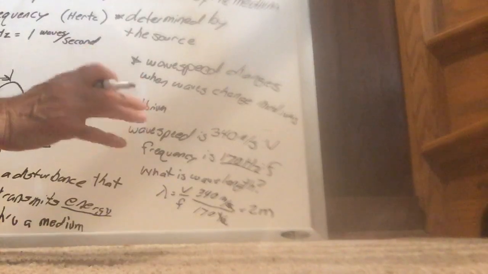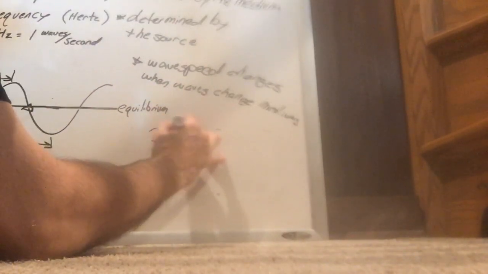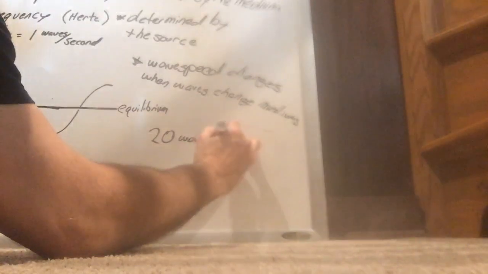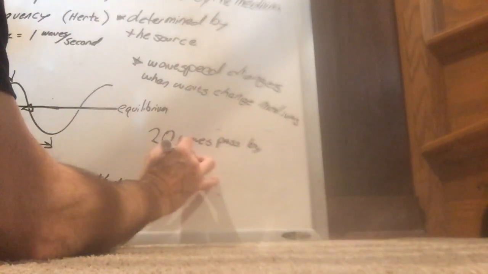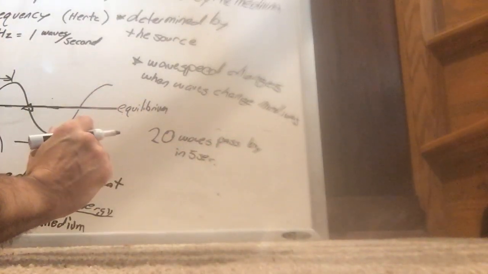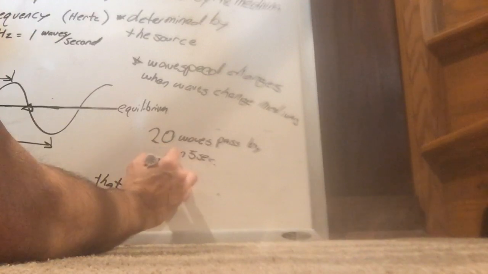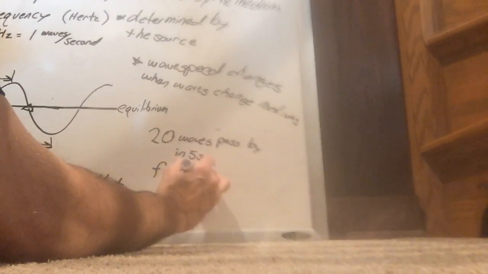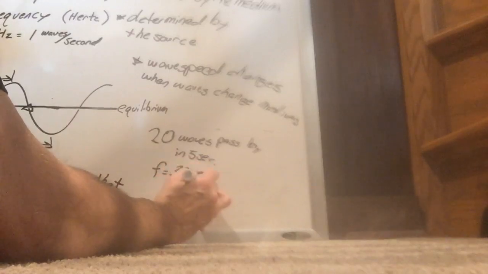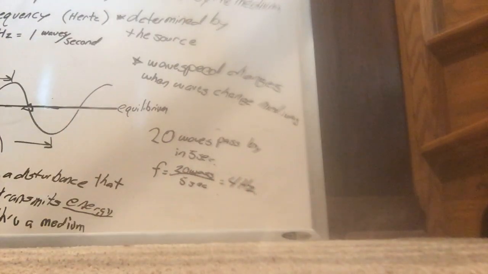A couple things you might encounter today is if they say that 20 waves pass by in 5 seconds, well, you're going to have to convert that into hertz, right? So your frequency is then 20 waves in 5 seconds. That's 4 hertz. Okay. All right, guys.